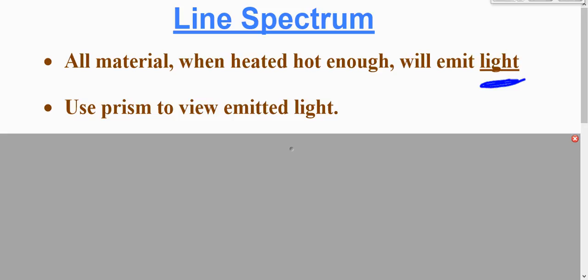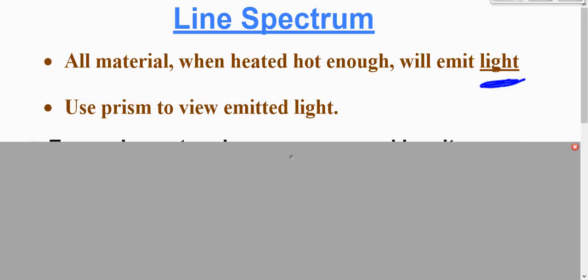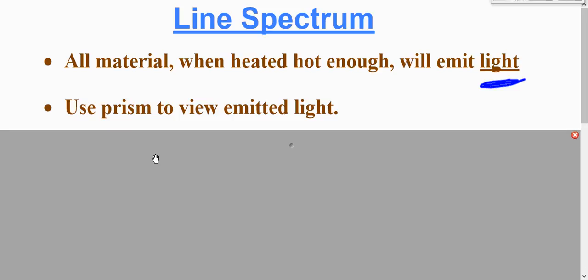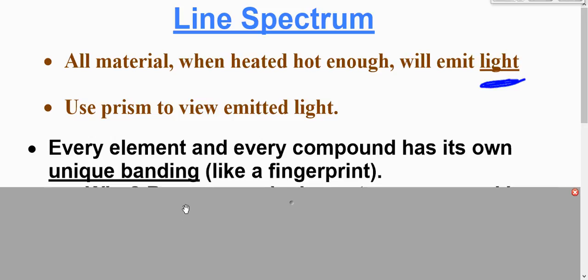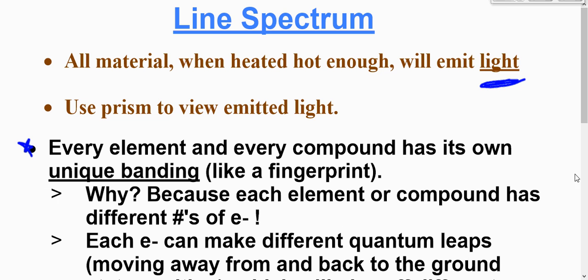and most material will emit light in the visible spectrum. And you can use a prism to separate the light. You can also use a fancy spectroscope, which we will get to do. But what Bohr and other scientists found is that every single element and compound has its own unique banding pattern. And it's like a fingerprint. It actually allows scientists to determine what elements are in certain samples because every element has its own unique banding.